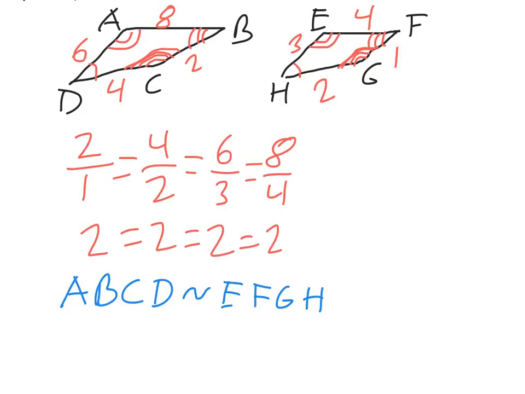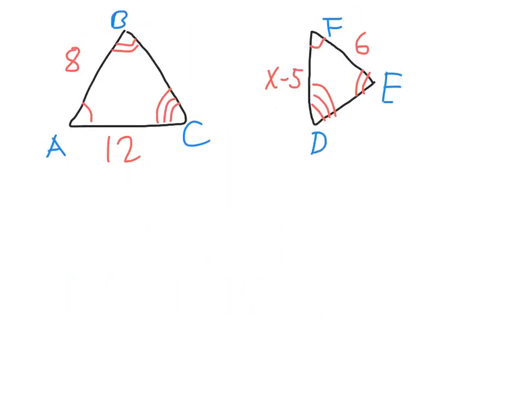Alright, now let's find some missing sides. So in this problem we have triangle ABC and triangle FED. We want to find out a few things. First, we want to solve for x. Then we want to find this side FD. Then we want to find what is the scale factor from ABC to FED.